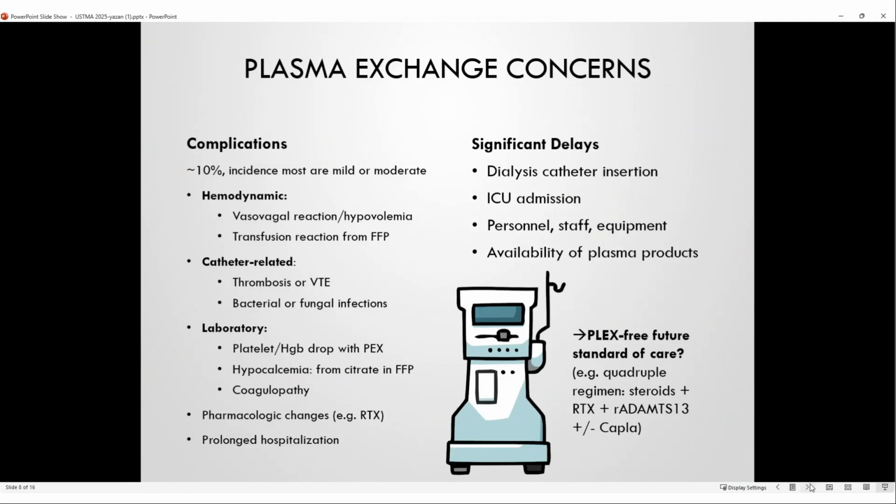In addition to that, it does alter the pharmacokinetics of different treatments that we use, such as rituximab, so it may clear it off. And the requirement for longer plasma exchange is also associated with a longer hospitalization, which on its own is a reason for complications sometimes. So there is interest to try to forego or minimize this treatment, and that's what recent studies have been looking into.